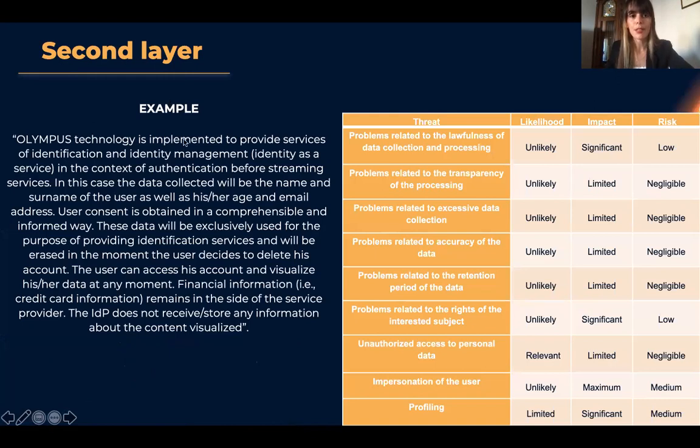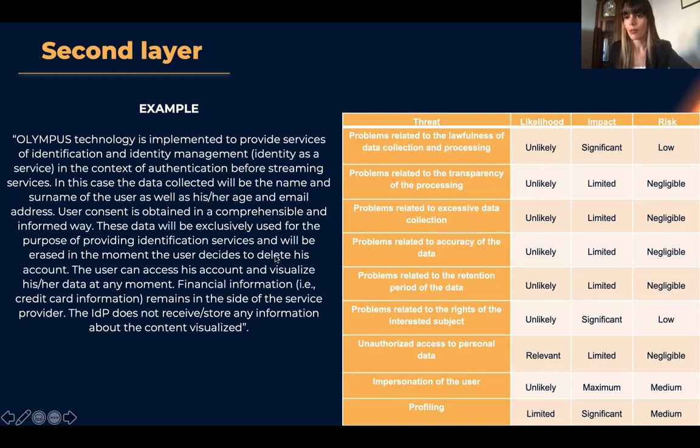Here I have just noted an example with Olympus. Just to make it clear, Olympus is a technology that hampers identity theft with regard to other technologies existing in the market, but to function, it requires increasing the amount of data processed because it needs to replicate users' attributes among the different partial IDPs. So basically, here I provide an example in which Olympus provides IDM service for a streaming platform such as Netflix. Here I say that it fulfills all data protection principles.